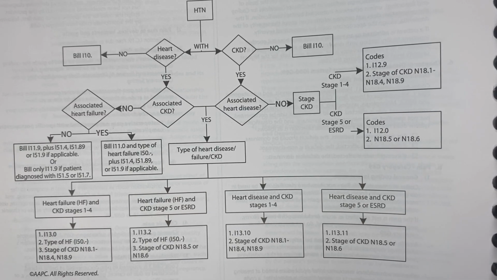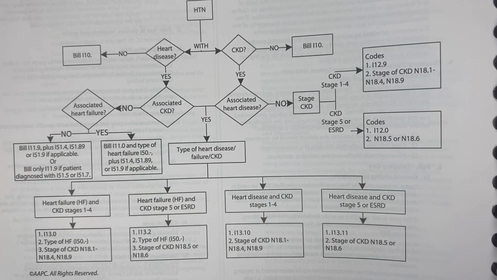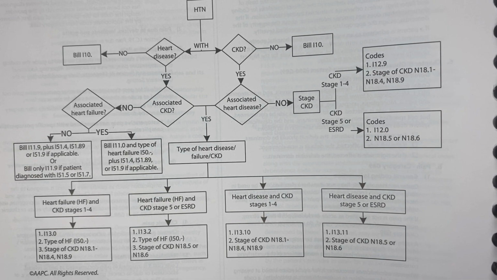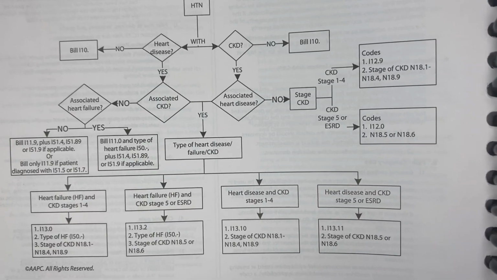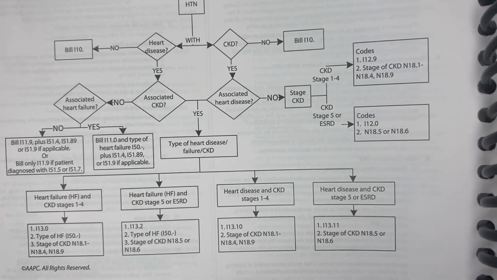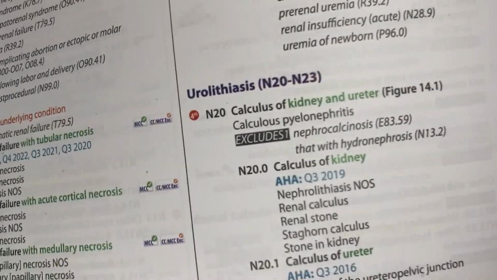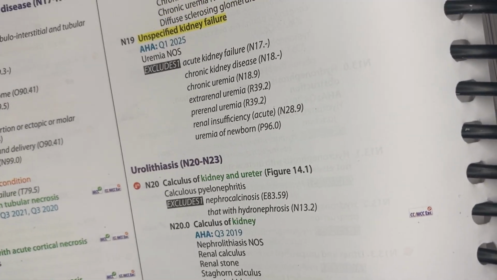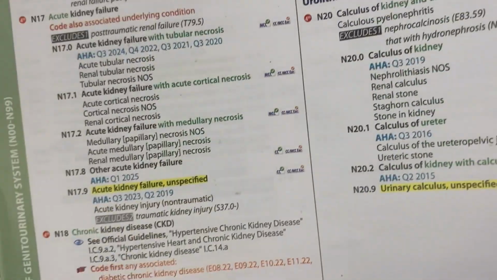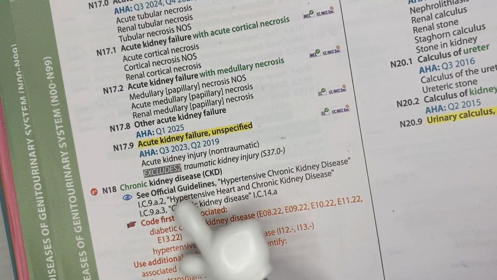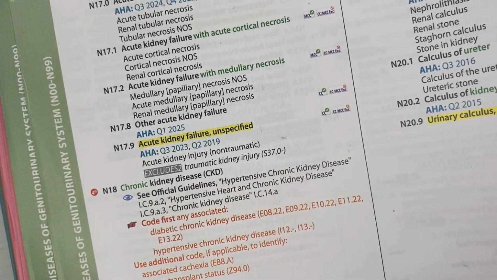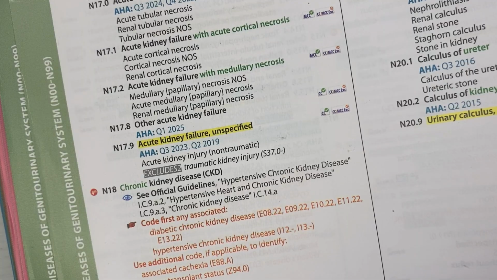So now with this newfound information, we're going to go back to the tabular, right? So now we know that we have our I13 for the hypertensive heart. We also have to code the stage of renal disease, and now the type of heart failure. So going back to the tabular list to finish reading our instructions for our end stage code, we're going to find our parent code again. So we read our official guidelines.